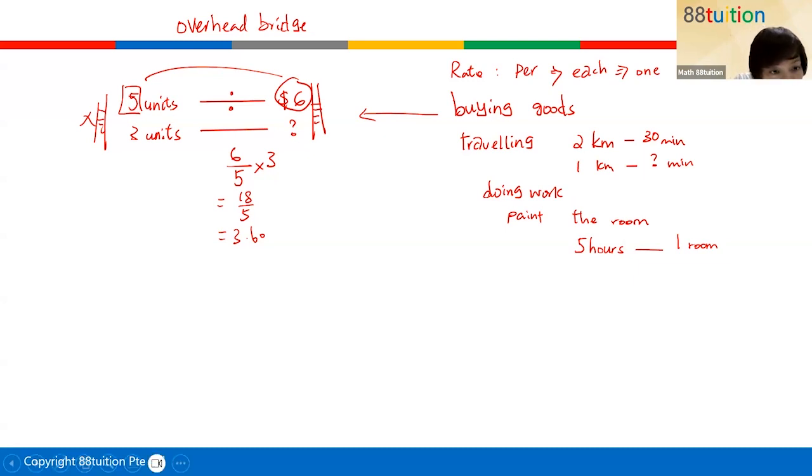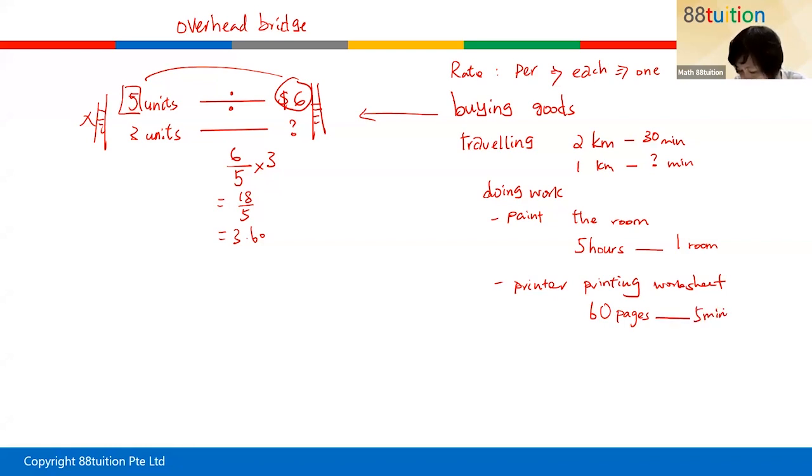So then we also have to cover things like printing. Printing is also doing work. Maybe we talk about printer printing your worksheet. When printer printing your worksheet, we can say maybe about 60 pages and it will take 5 minutes. You see, all these are called rate, right? So from here, you're able to tell how fast the speed can print.